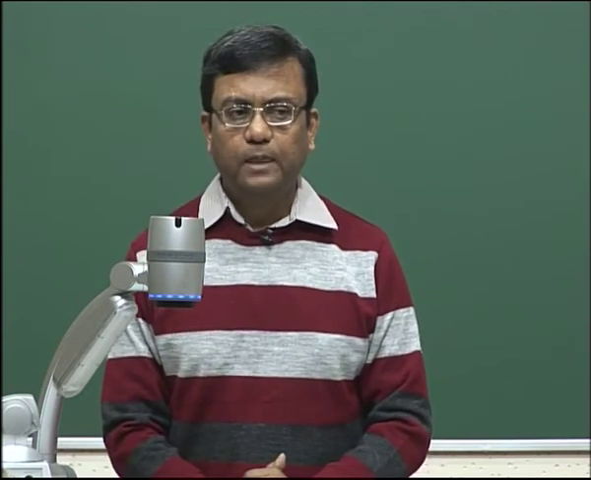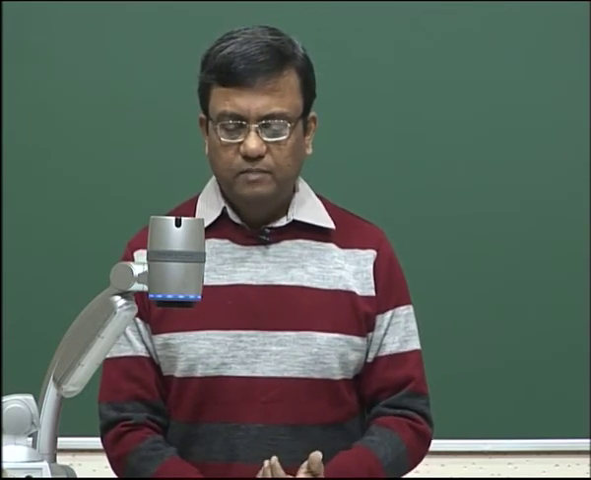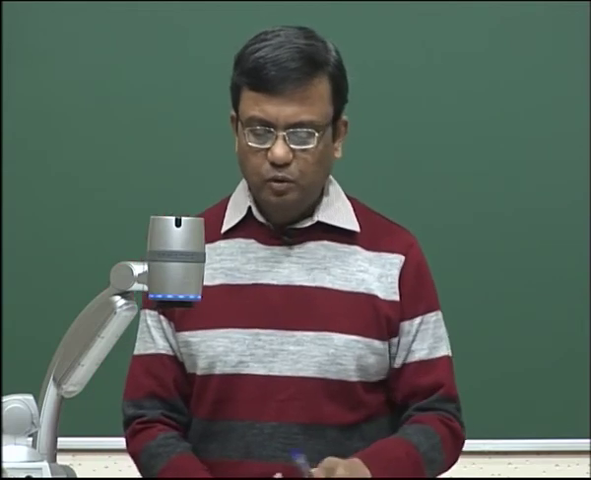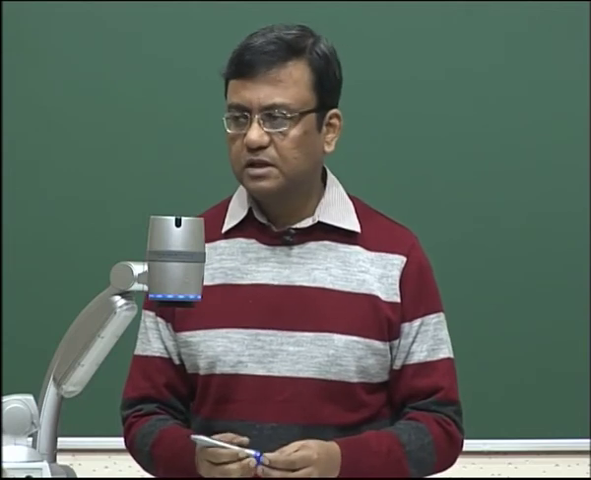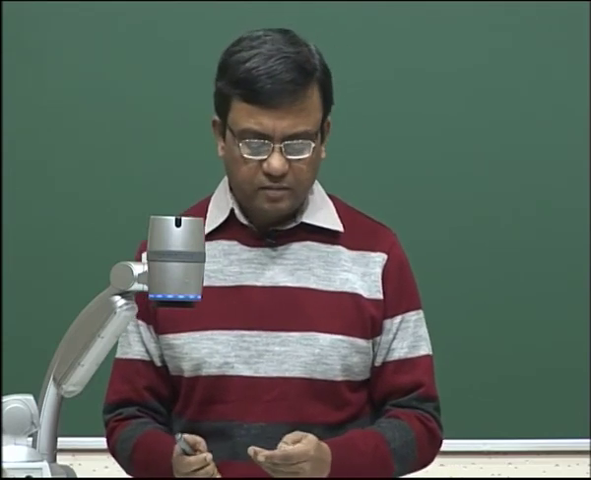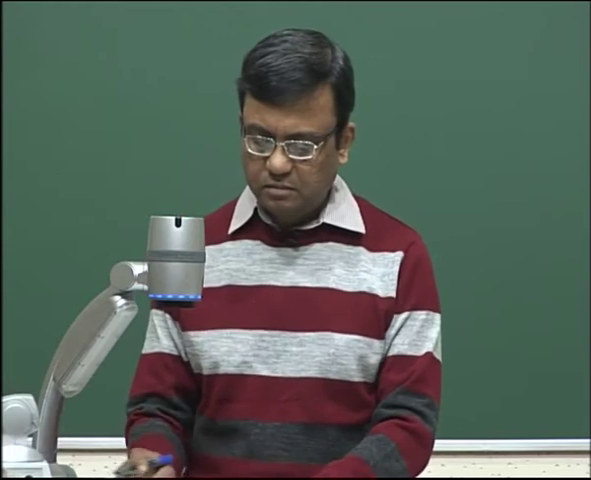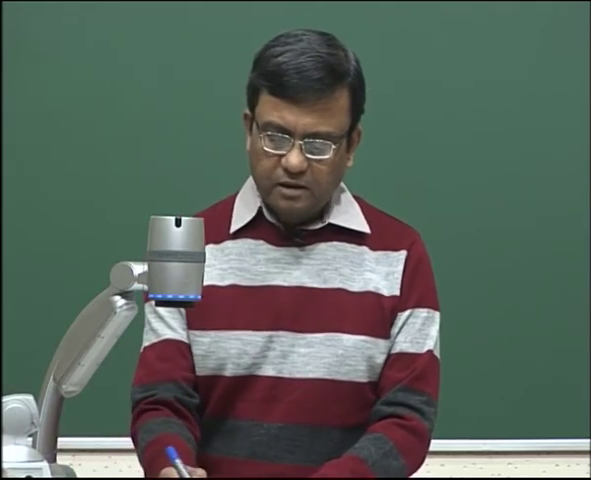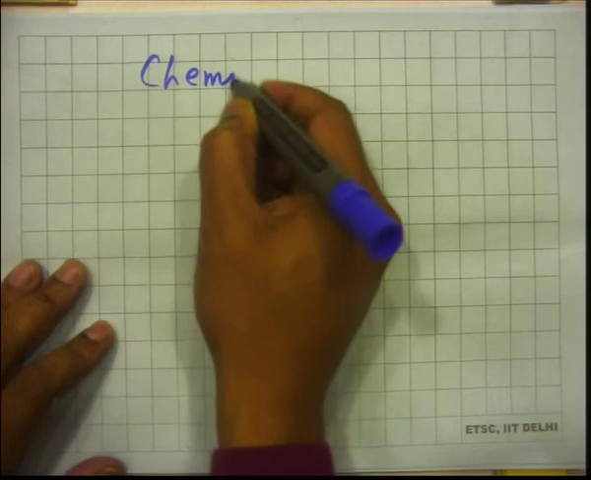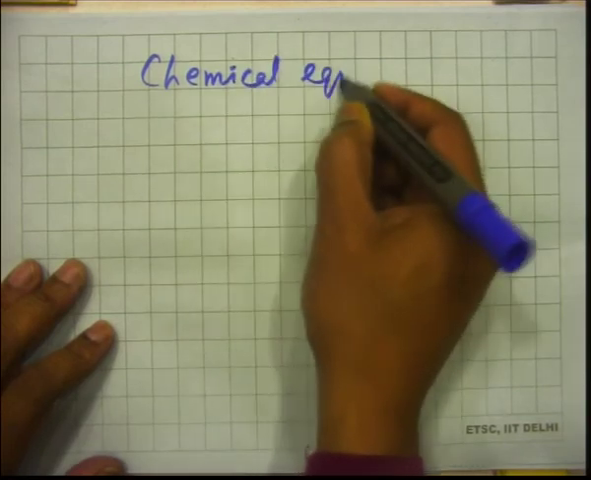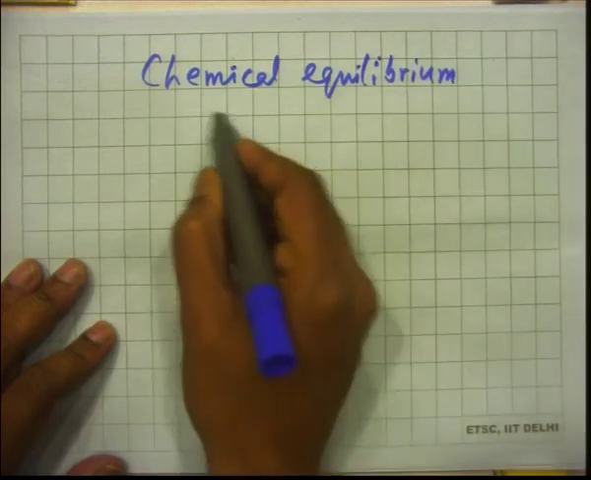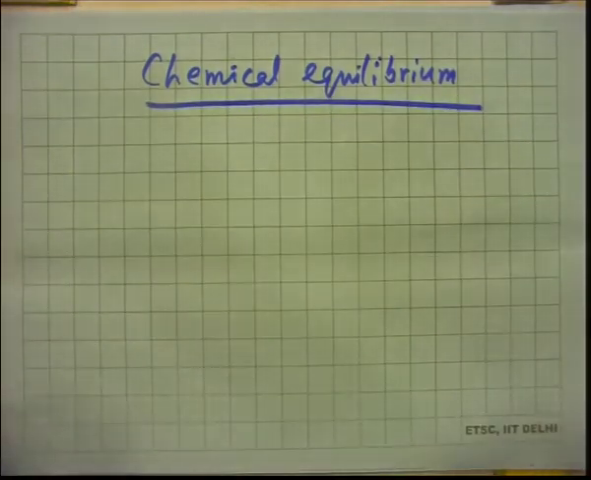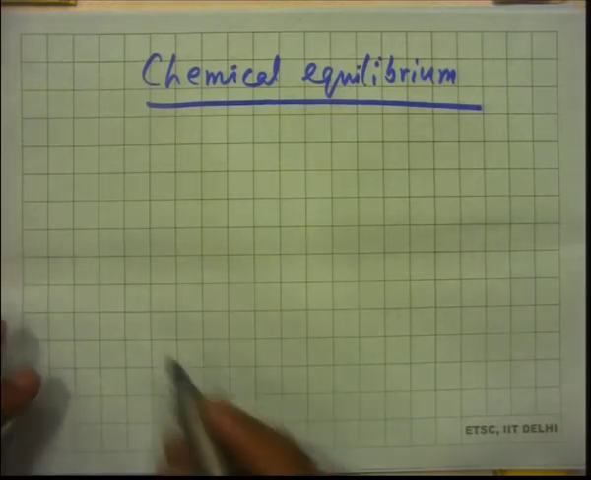Now, we will do something which is more new than that. Adiabatic flame temperature for constant volume combustion was still something close to what we had done last class, but we will do something which is even newer, that is chemical equilibrium. And we will discuss chemical equilibrium with a relatively simple example first.